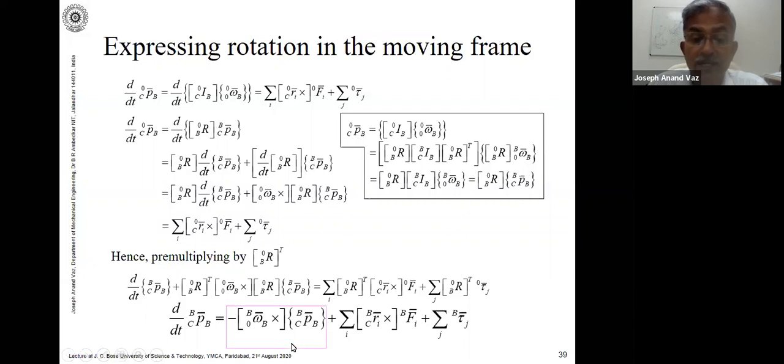But you have an additional term here, which is the gyrator term. This is the one which is producing our gyroscopic effect. And this is happening because we are dealing with the rotational dynamics in the moving frame. When you represent it in the moving frame, this is the component which is the gyrator component.